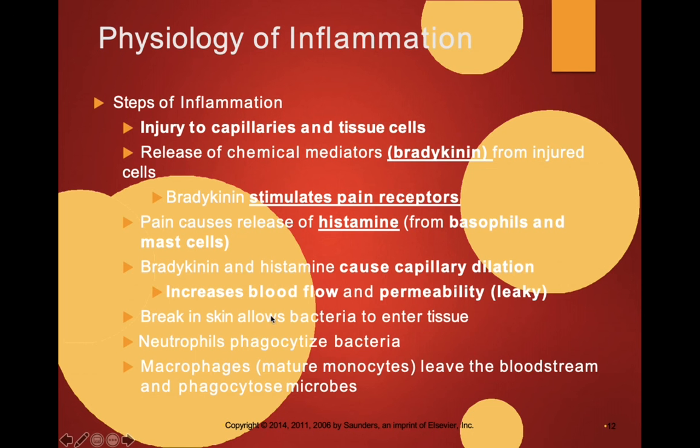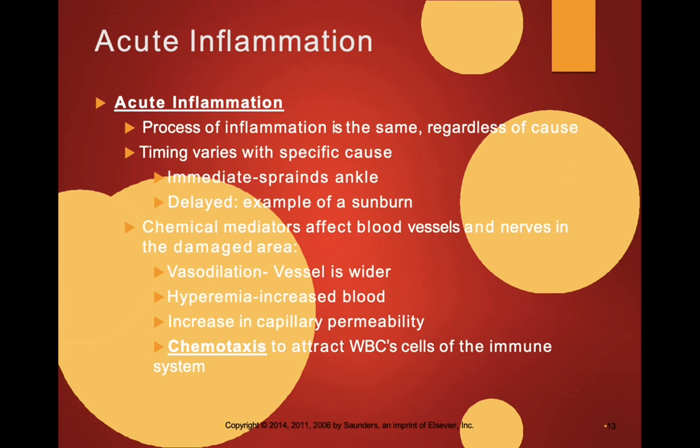If there's a break in the skin and bacteria enters, that can be a cause of inflammation. That could be a problem. So then we have neutrophils that come in, those white blood cells, to help phagocytize the bacteria. And remember what macrophages are. They are monocytes that left the bloodstream and entered into the area that they were damaged tissues, and they start to phagocytose and eat the microbes.